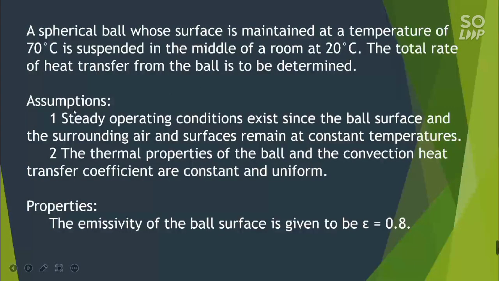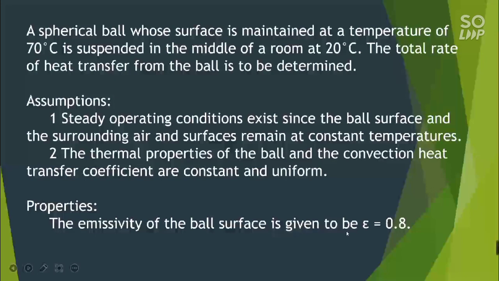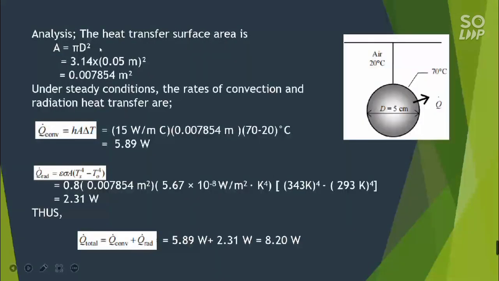So our assumption in this problem is that the steady operating conditions exist since the ball surface and the surrounding air and surfaces remain at constant temperatures. And the thermal properties of the ball and the convection heat transfer coefficient are constant and uniform. So our properties here is the emissivity of the ball surface is given to be 0.8. So our analysis is that the heat transfer surface area is equal to pi d squared.